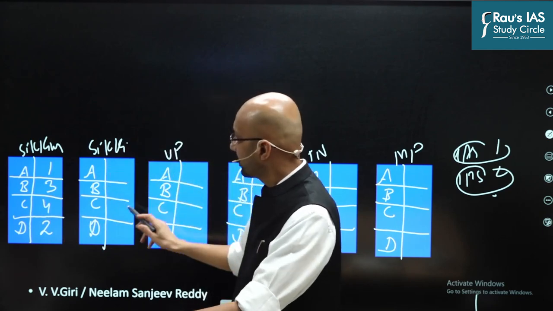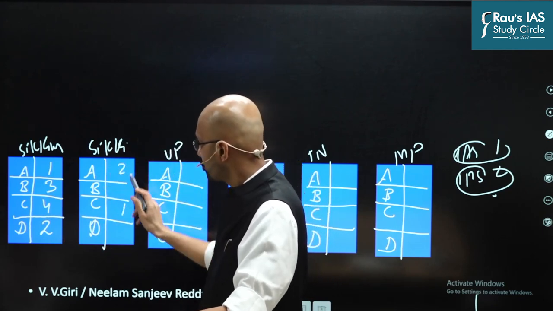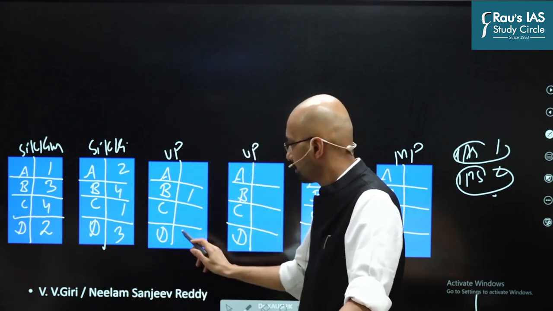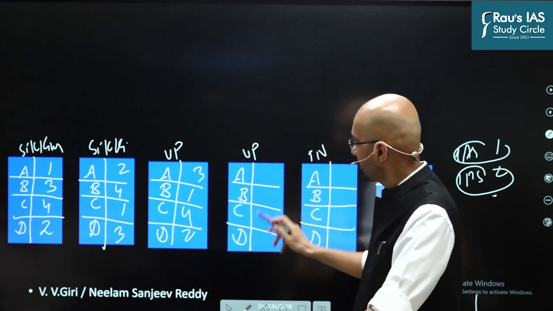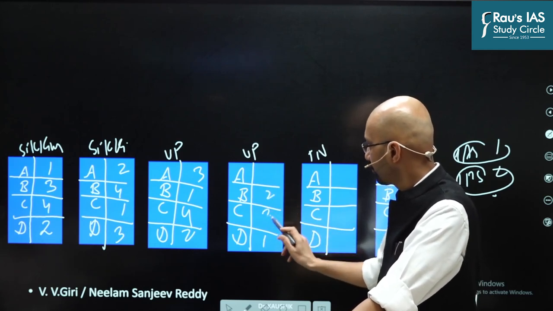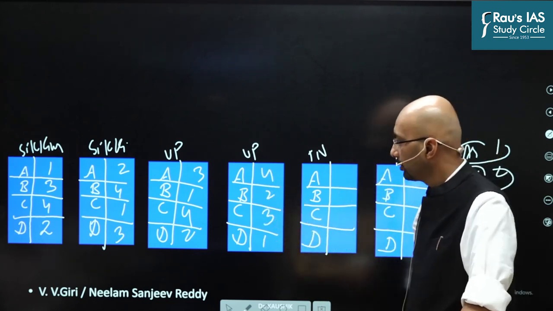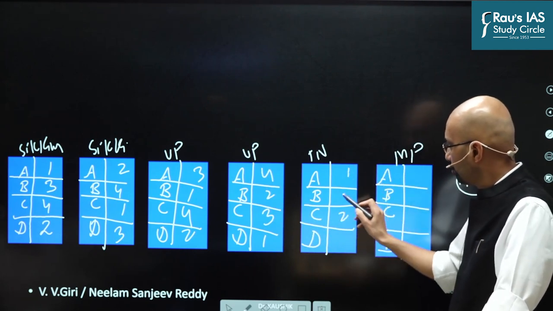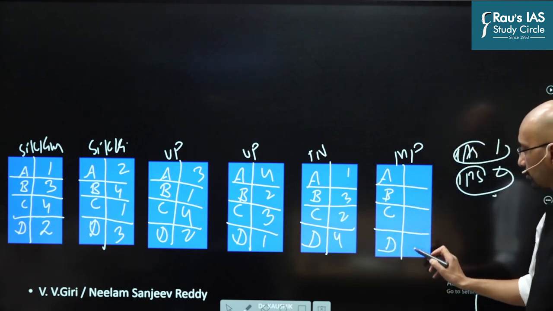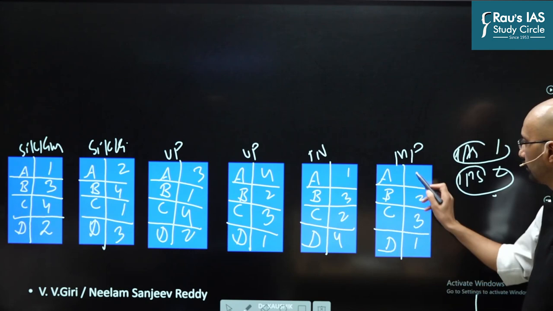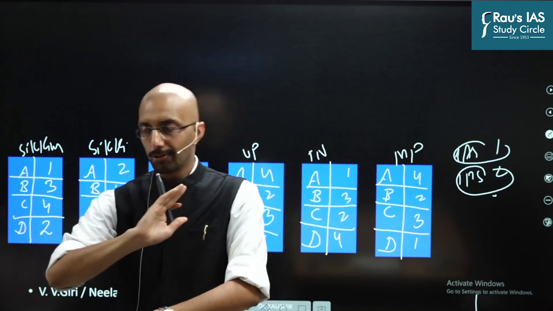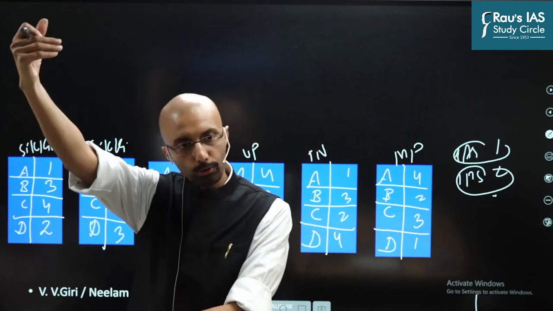Let's say this MLA gives C his first choice, A second choice, D third and fourth. This MLA, let us say, gives B his first choice, 2, 3, 4. Let's say he gives D first choice, 2, 3, 4. Let's say this Tamil Nadu MLA gives A first choice, 2, 3, 4. Let's say this Member of Parliament gives D first choice, 1, 2, 3, 4. Now, after MPs and MLAs have done the voting, their job is over. Goodbye, they go back home.